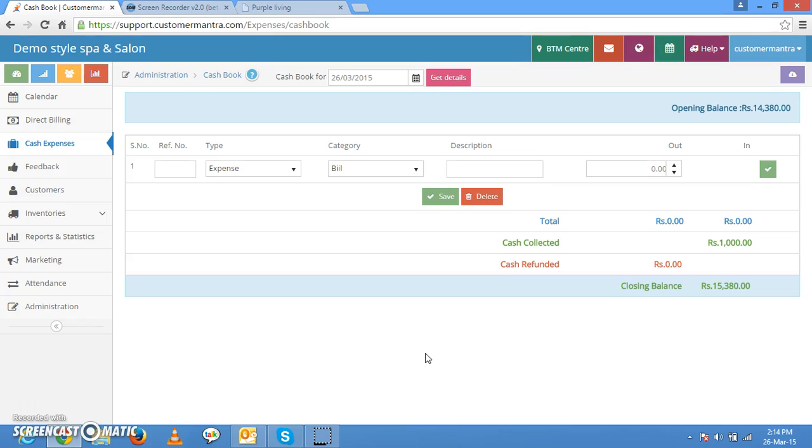This is Prasad Timaya and today we are going to talk about cash expenses, the feedback model that we have, and the customers tab. So to start with, let's try and understand what cash expenses are.